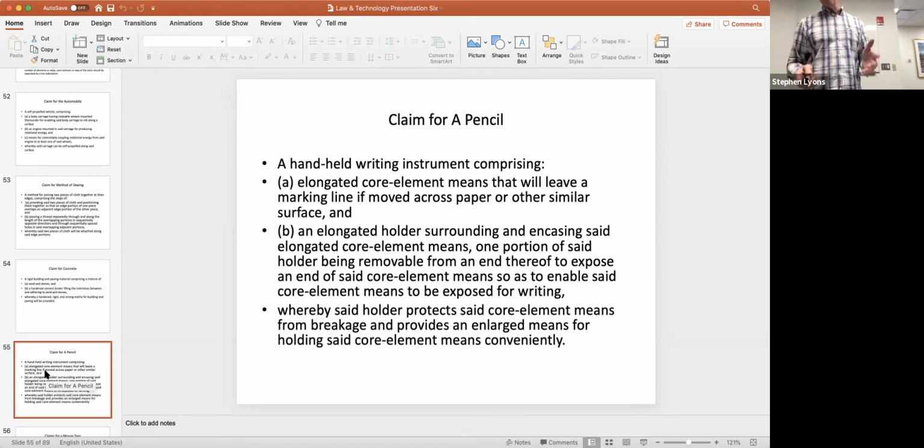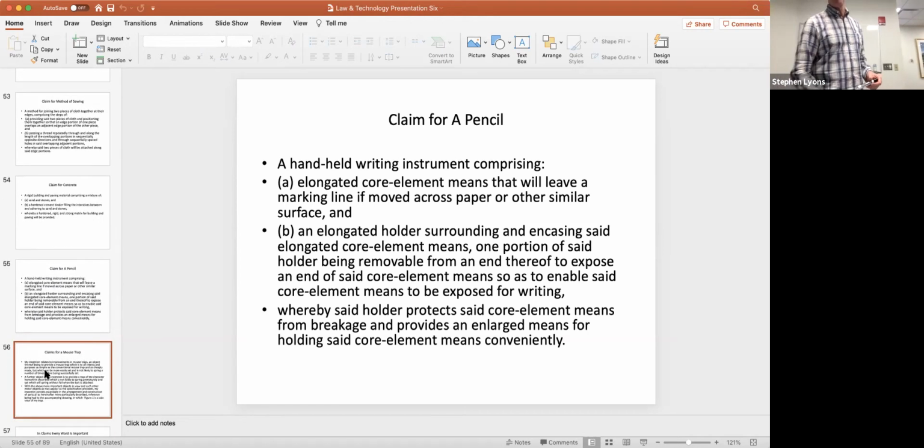Again, a very simple claim for a pencil, but it could be adapted for a pen or a magic marker or any other writing instrument that you would invent. But as an outline for an invention, this is a simple, straightforward claim that can be used for almost any writing implement that could be invented.